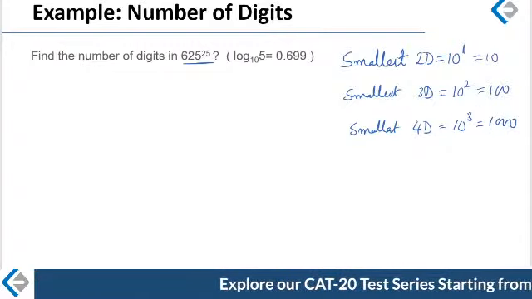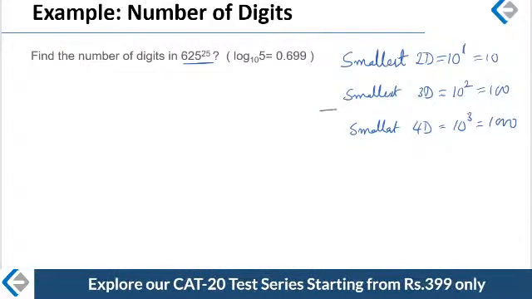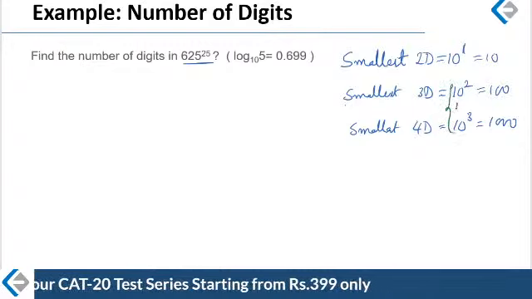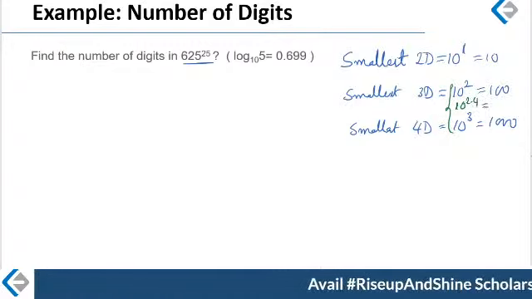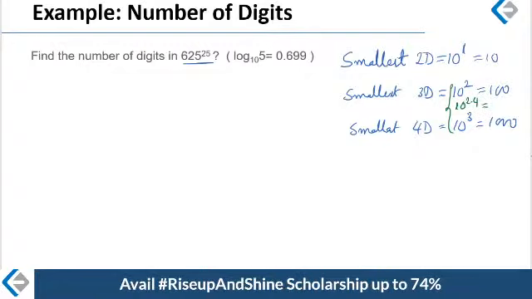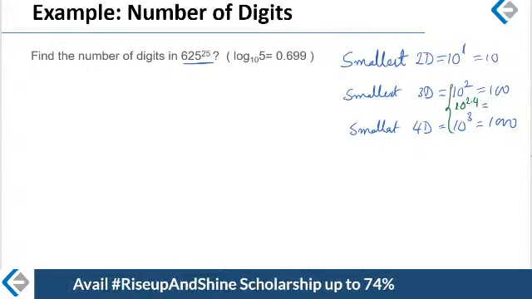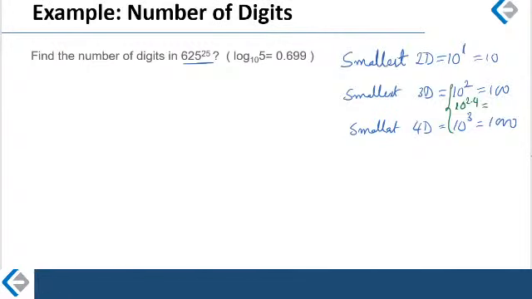Now, if I introduce something between these two, I introduce 10 raised to power 2.4. How many digits will be there in 10 raised to power 2.4? If I simply ask the number of digits, not the decimal places, how many digits is it? 10 raised to power 2.4 will have 3 digits. You would simply say it's a 3-digit number.